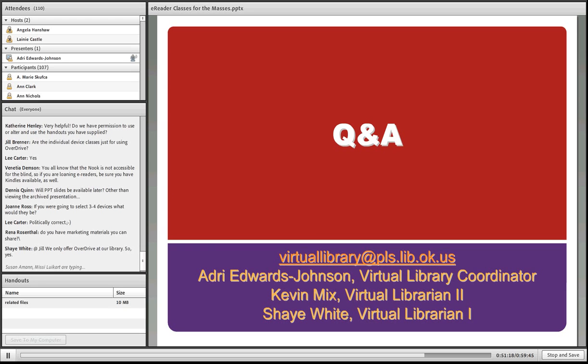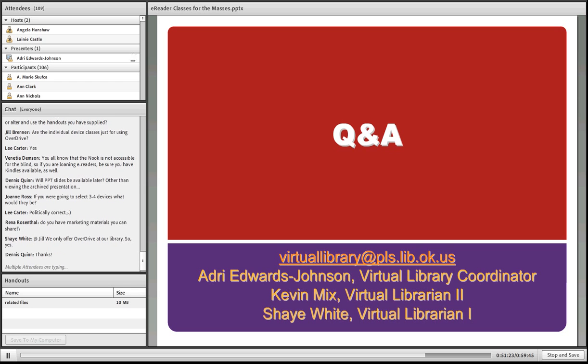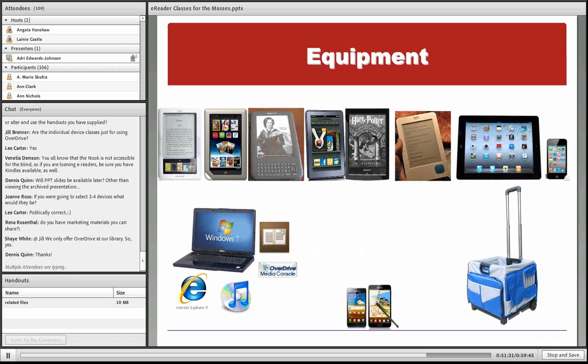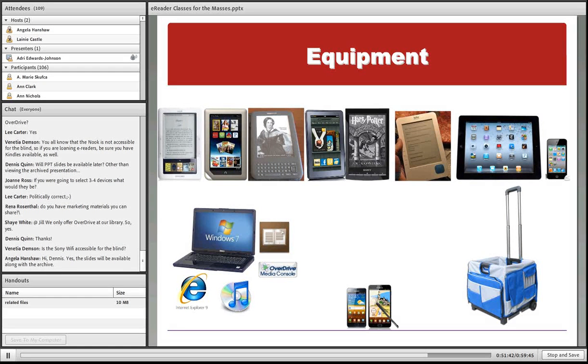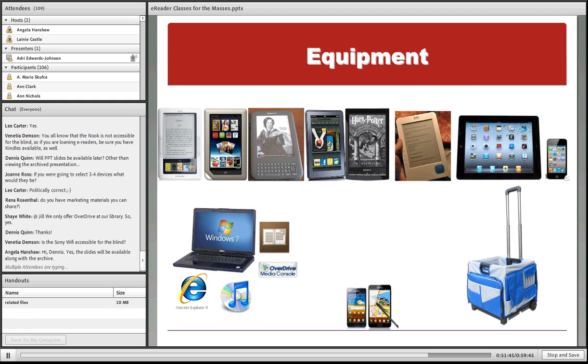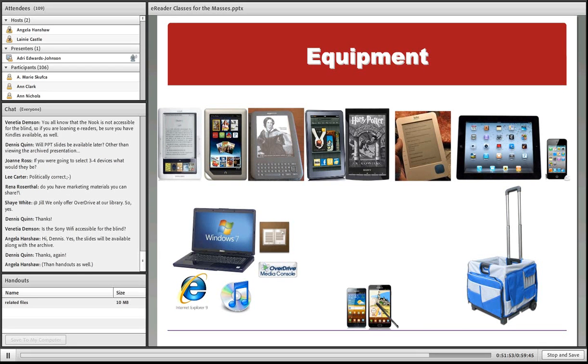Dennis, I'm not sure about the PowerPoint slides, and Angela or Lainey would be able to answer that. If I was selecting 3 or 4 devices, what would it be? It would be, let me go back here on the slide, these devices right here. So, Rena, as far as marketing materials and posters and stuff, I think the most we do in-house is a lot of banners on our website. We work with our PIO office to get them to do posters.